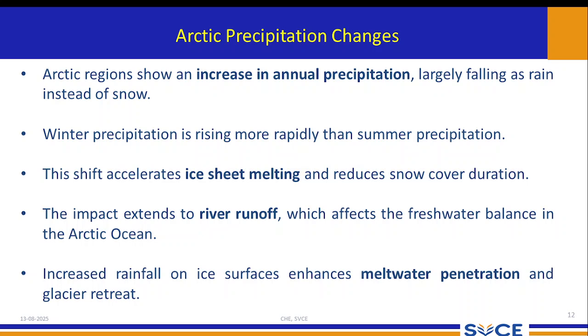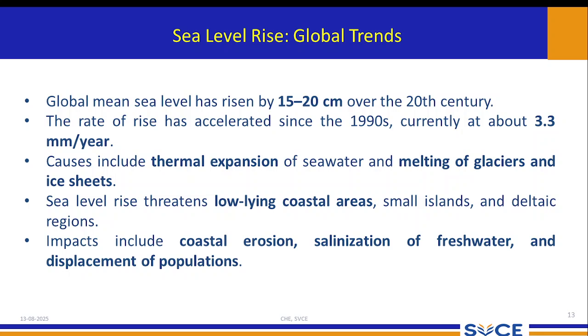The impact extends to river runoff, which affects the freshwater balance in the Arctic Ocean. Increased rainfall on the ice surface enhances meltwater penetration and glacier retreat. Very important point: sea level rise. Global trends. Global mean sea level.